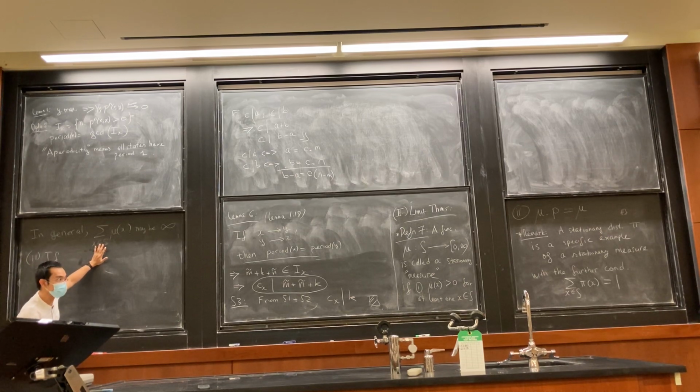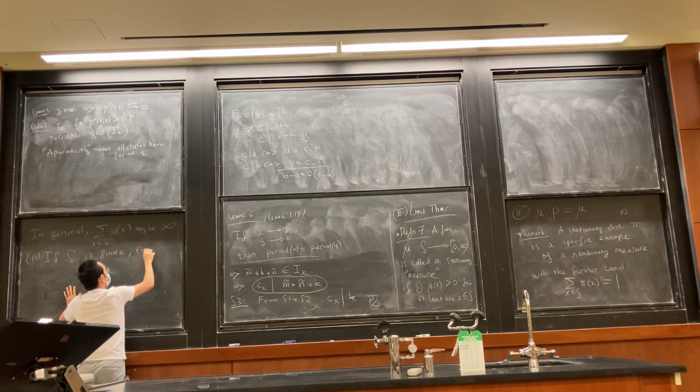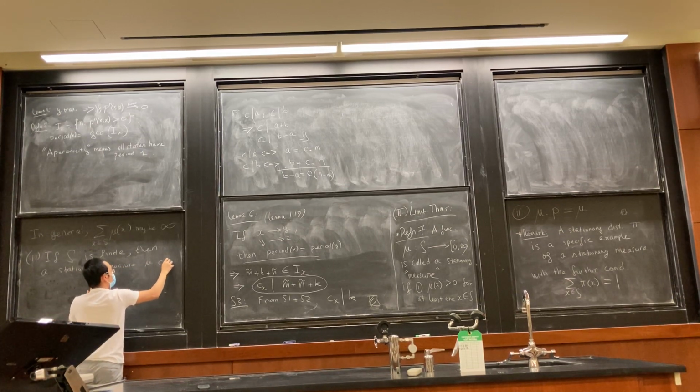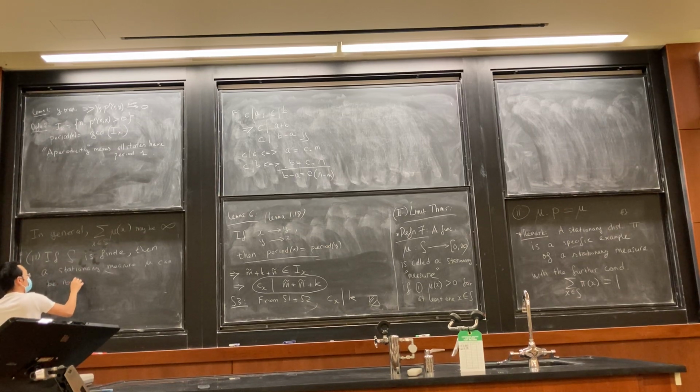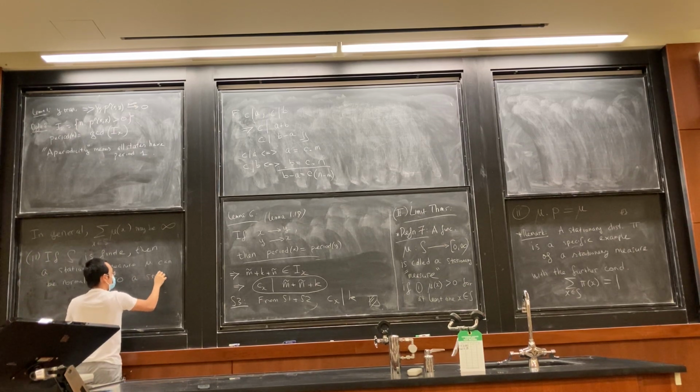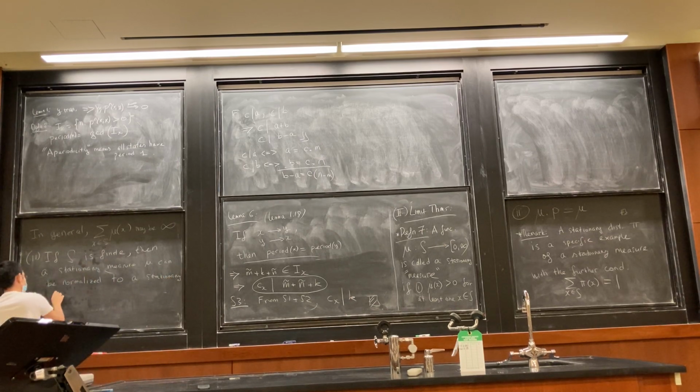But if my S here is finite, then a stationary measure mu can be normalized to a stationary distribution by the relation, say, I just denote pi of x to be just mu of x over the summation of mu z for z in S. Alright.